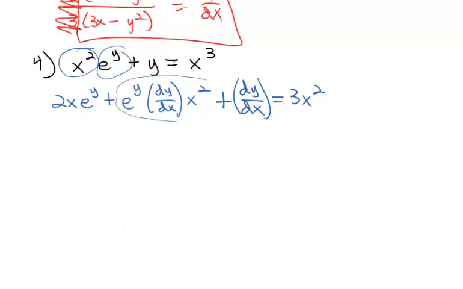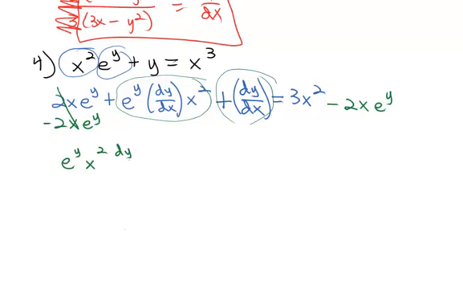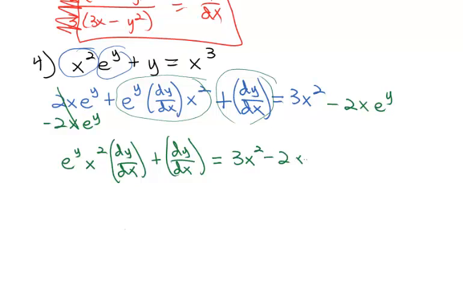Now we want to get all the dy/dx's on one side, everything else on the other side. So we will subtract the 2x e to the y from both sides. And that gives us e to the y x squared dy/dx plus dy/dx equals 3x squared minus 2x e to the y.